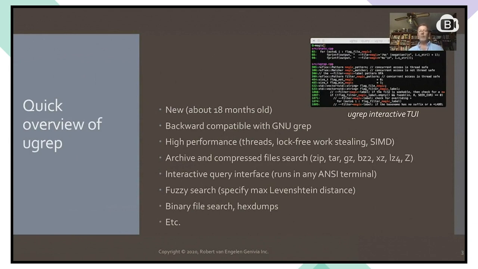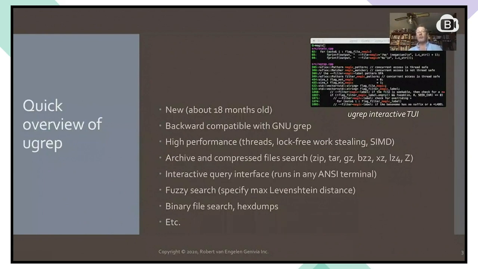So Ugrep is relatively new. It's about 18 months old, and a lot of our development happened over the last couple of months. It has an interactive user interface, as you can see here on the top right. It is backwards compatible with grep, so you can basically use it as a replacement. It has the same features as grep, but more.